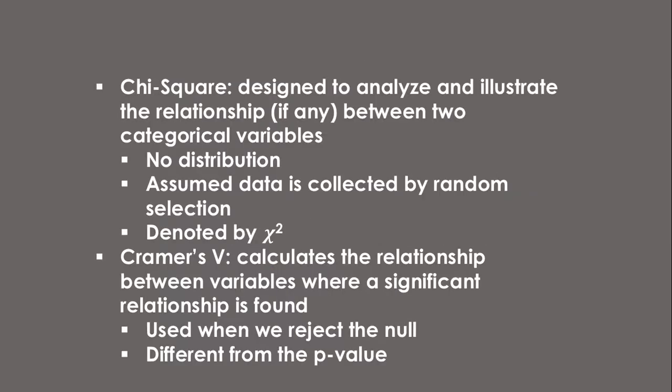So, chi-square is designed to analyze and illustrate the relationship between two categorical variables. It is understood that there is no distribution. It's assumed data is collected by random selection, and it is denoted by this symbol here. Cramer's V calculates the relationship between variables where a significant relationship is found. It is used when we reject the null hypothesis. It's important to realize that Cramer's V is different from the p-value.